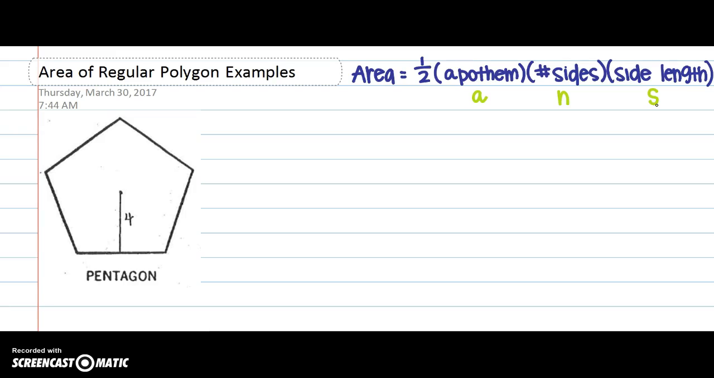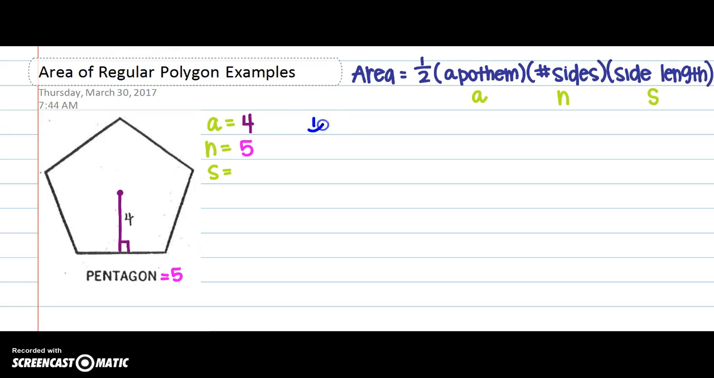We're going to start out with a pentagon, and we have a couple of things that we can fill in. From the center perpendicular to the side is always going to be our apothem, so our apothem is 4. We have the number of sides because it's a pentagon, so N equals 5. So we're really just trying to solve for the side length.